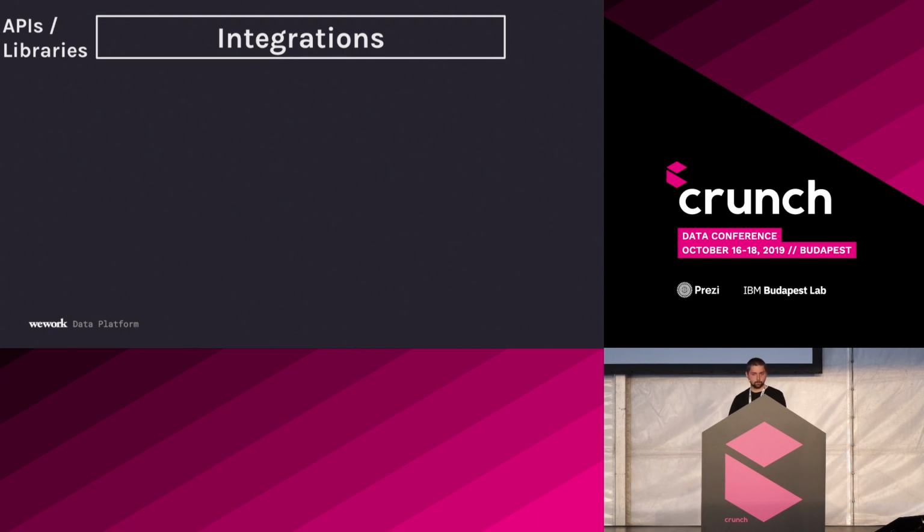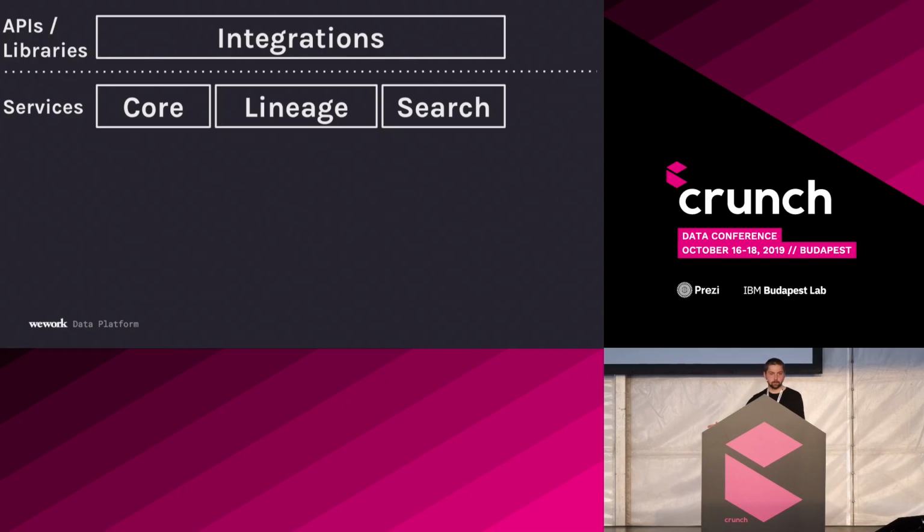So the power of Marquez really comes in the integration, so the APIs and libraries. In this case, the example is Airflow and the Marquez Airflow library that we have. Then just below that, as the integrations with the different frameworks using Python clients and Java clients that we have, they start reporting metadata to the core API, and the core API begins to replicate that data to our Lineage service, and then also to our search service.